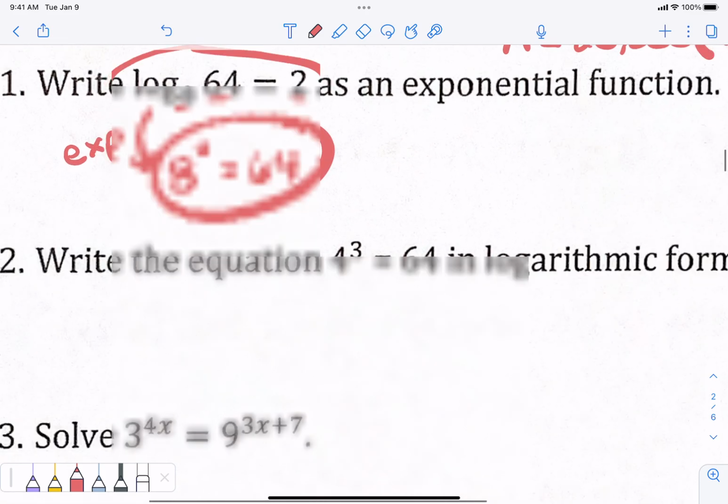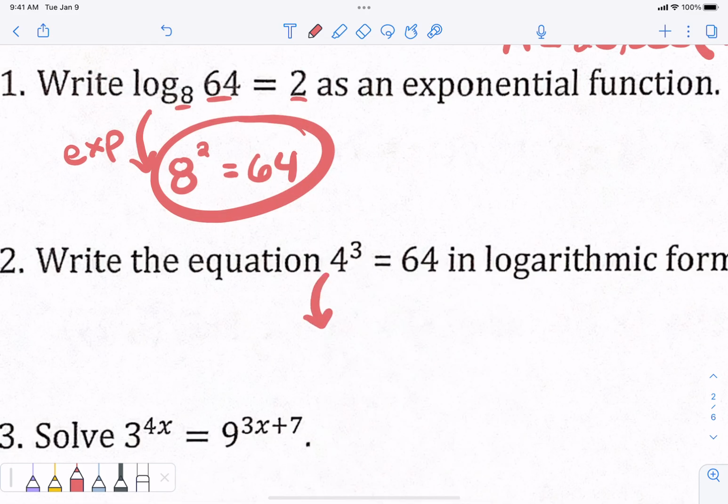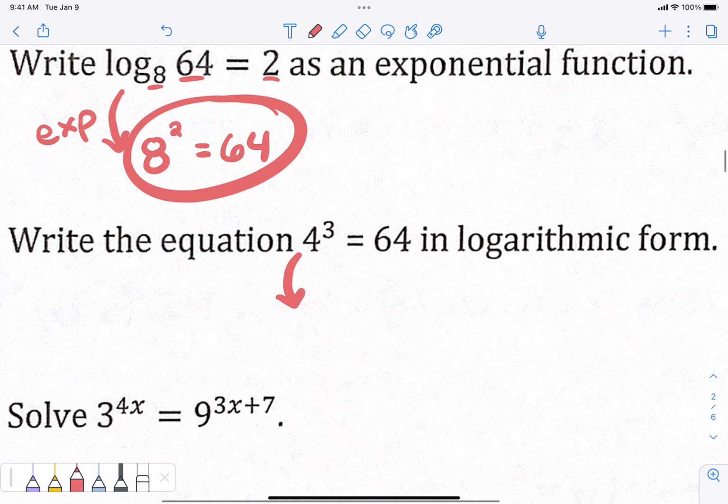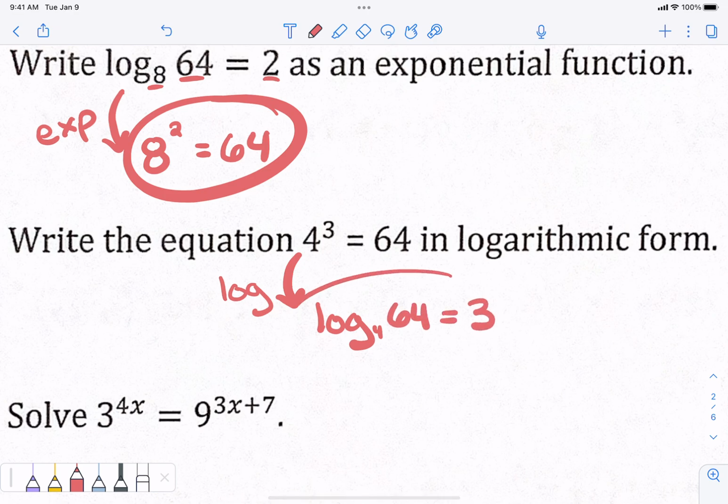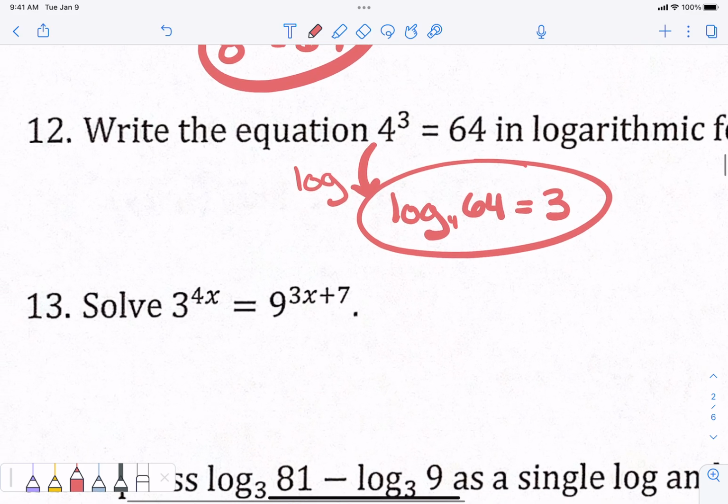Now they're wanting us to do the opposite for number 12. They want us to make it a log function. So we're going to start with log. What's the base of the log? 4. The base of the log is 4, of 64 equals 3. That's how you make it a log function. You're just switching back and forth. Give us a ton of those, because those are the easy ones, right? Okay, now it's the hard part.